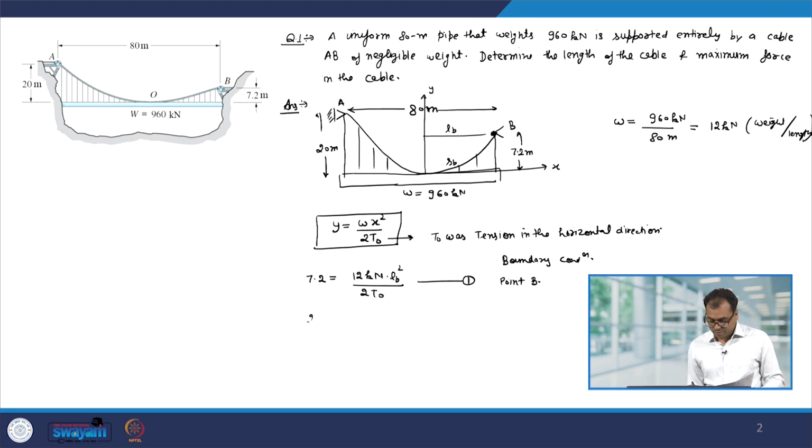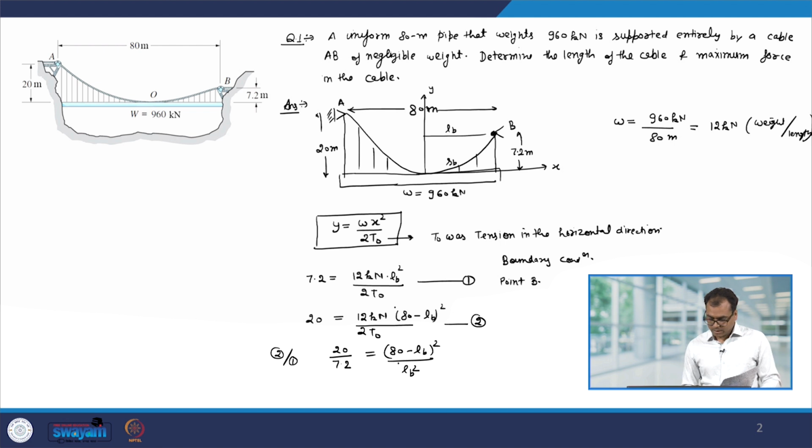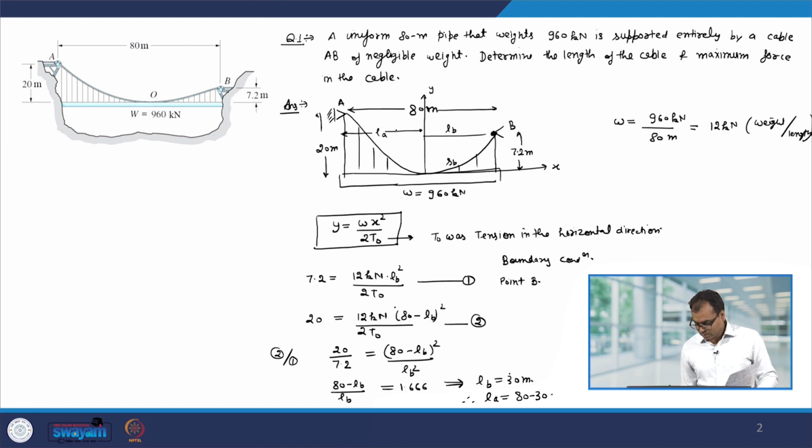Similarly, for the point A, we have y equal to 20 equal to 12 kilonewton, which is w, into x, where x is 80 minus LB, squared, because the entire length is 80 meter. This will be divided by 2 T naught. Now, to determine LB, let us divide equation number 2 by 1. So, we get 20 divided by 7.2 equal to 80 minus LB square over LB square, and this gives me 80 minus LB over LB equal to 1.666, and this will give you LB equal to 30 meter. Therefore, LA will be 80 minus 30 equal to 50 meter.